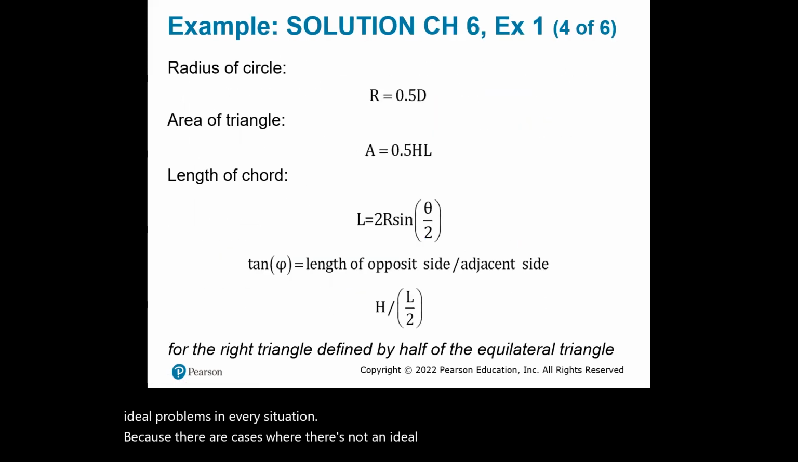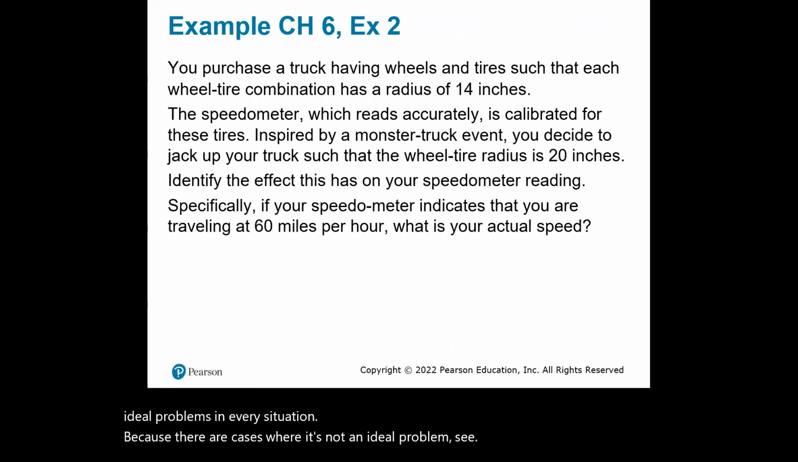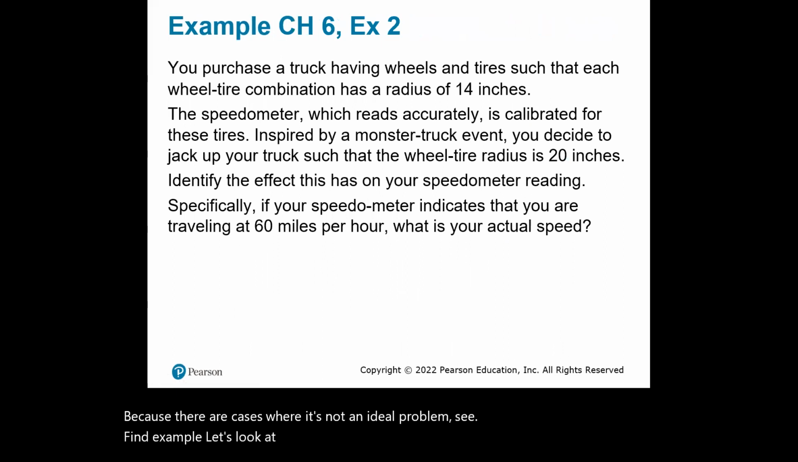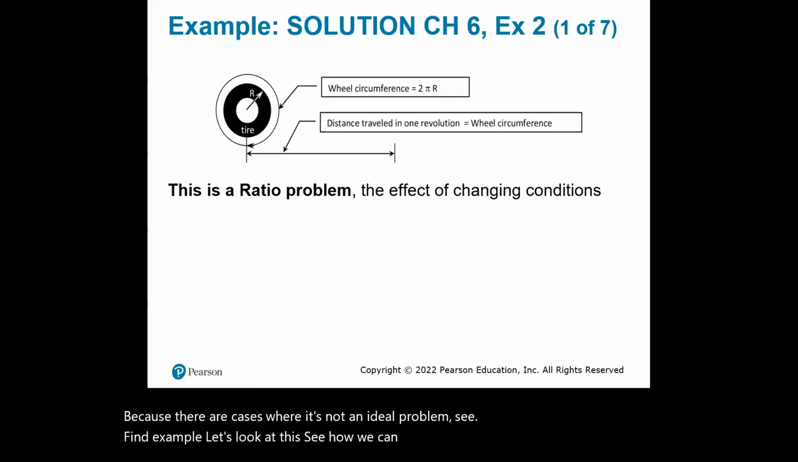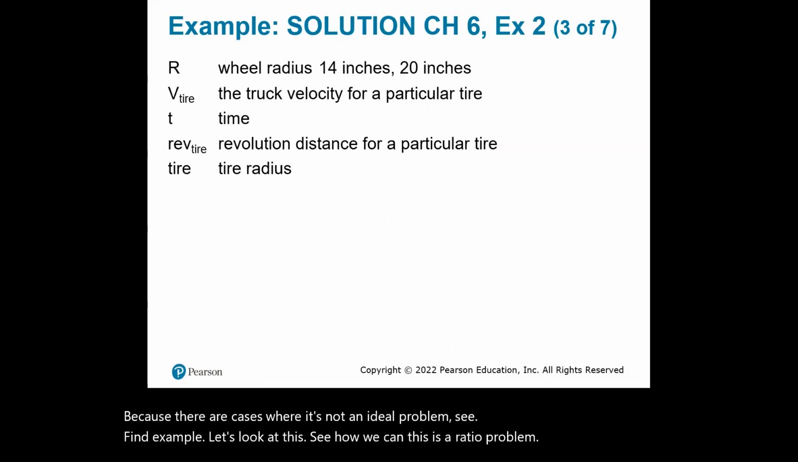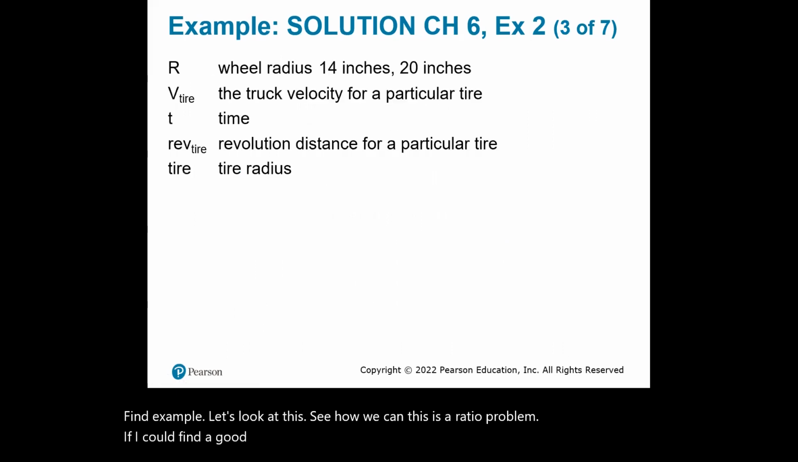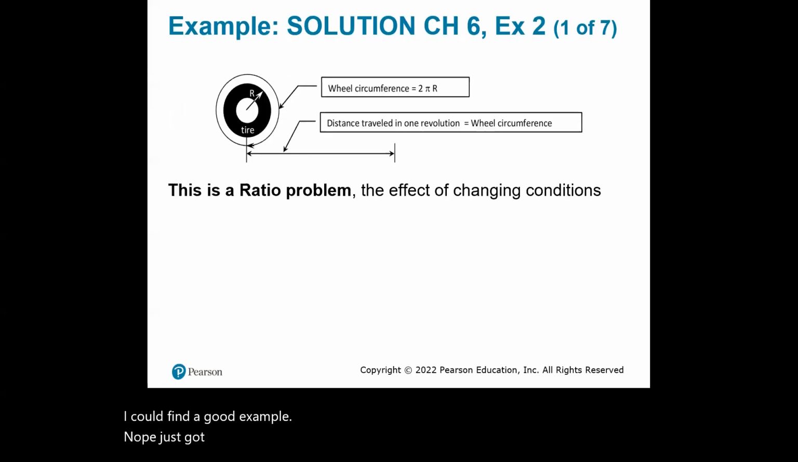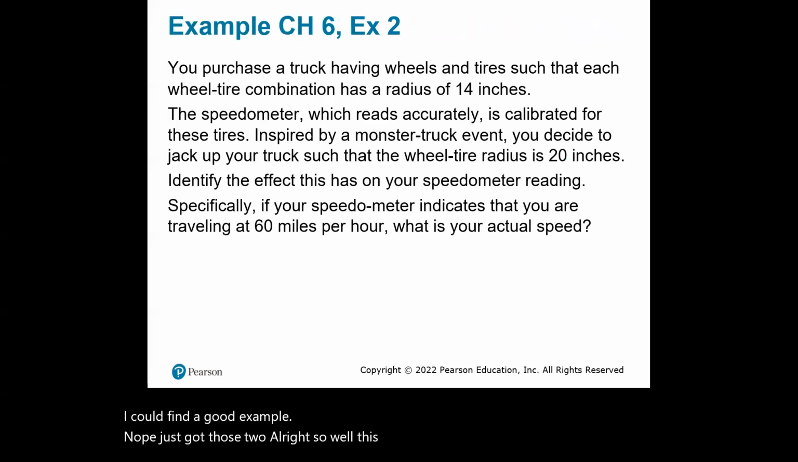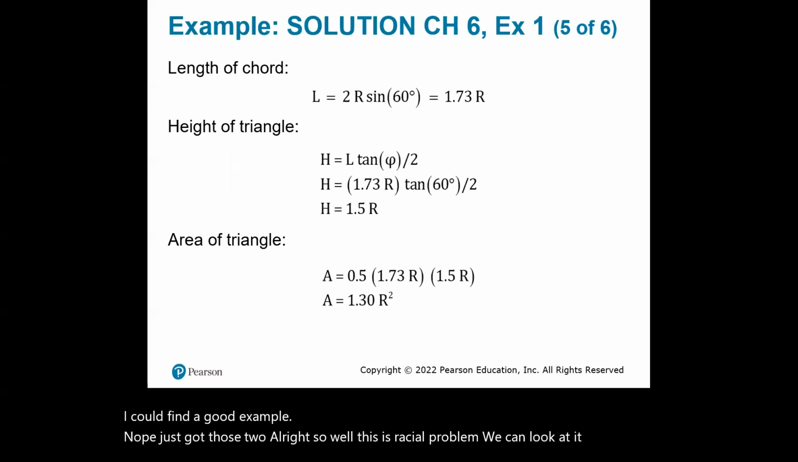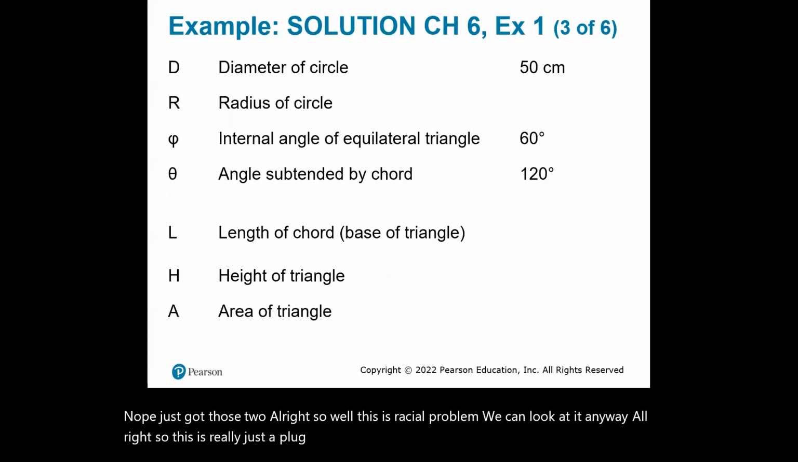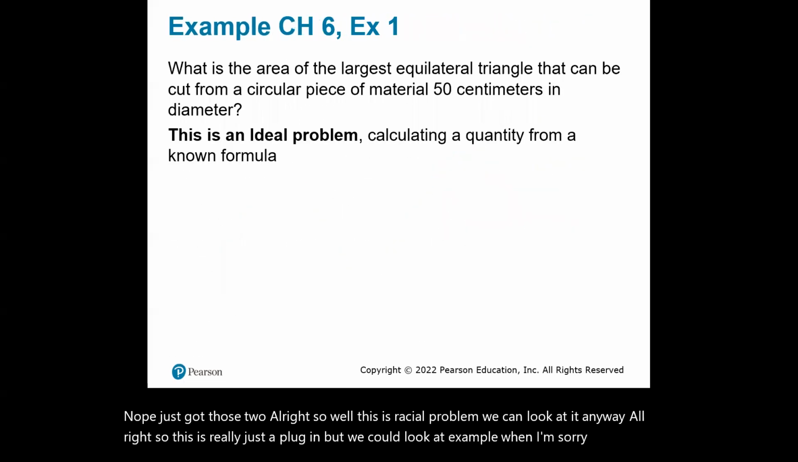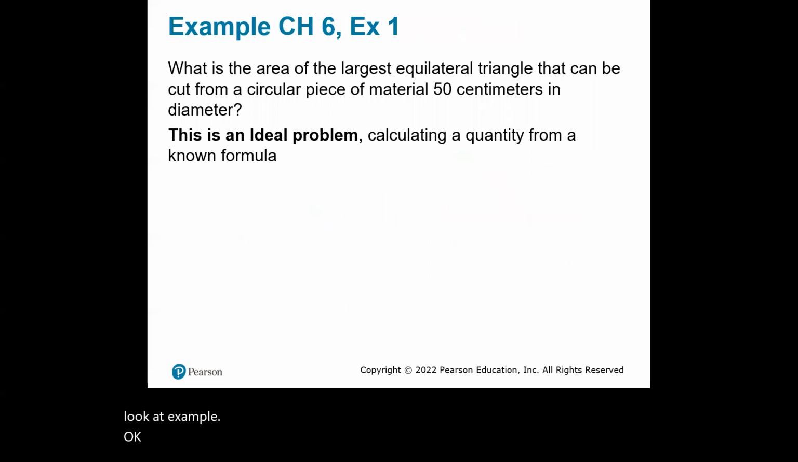Let's see. Let's find an example. Let's look at this. See how we can. This is a ratio problem. If I can find a good example. Nope, just got those two. All right, so, well, this is a ratio problem. Well, we can look at it anyway. All right, so this is really just a plug-in, but we could look at example one. I'm sorry. Let's just look at example one. Okay. So again, this is an ideal formula problem.